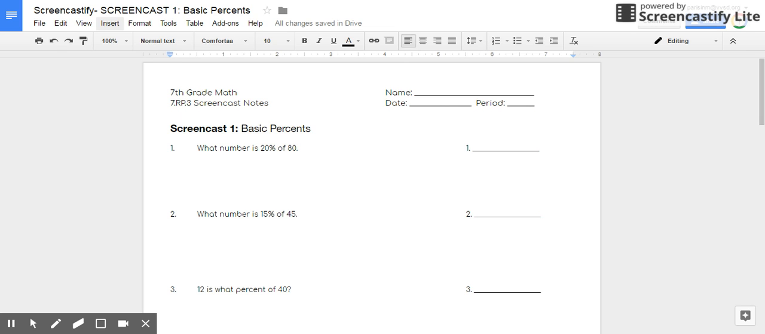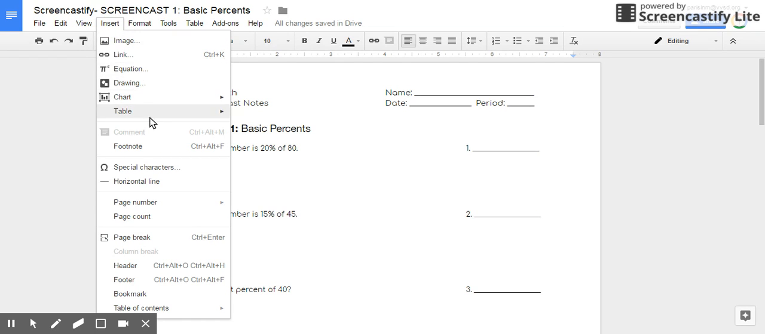This is screencast number 1 on basic percents. We will be opening up the unit on the Common Core State Standard 7.RP.3, which is using proportional relationships to solve percent problems. To start the unit, we will set up simple percent problems as in problem number 1. We will do this by constructing a table of equivalent ratios.